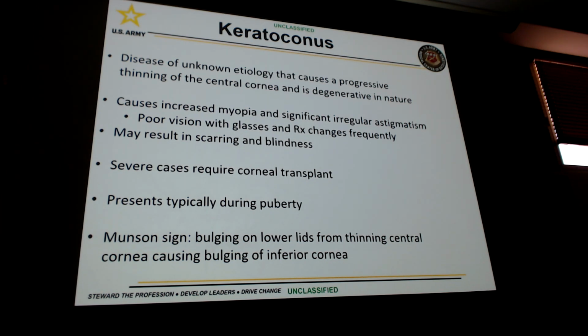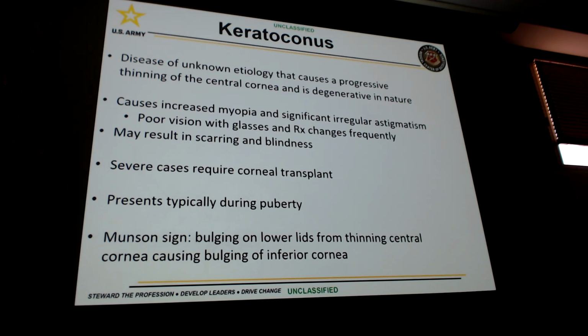That's going to cause changes to the patient's prescription, because again, the cornea refracts a boatload of light, and it causes a bunch of irregular astigmatism as well that may not be able to be corrected with glasses. Okay? Cause scarring, blindness, and then eventually, if that cone protrudes so much, the superior cornea is going to become so thin that it actually perforates, and that's not a good thing. Okay, so patients with severe keratoconus may require a corneal transplant to not have that cone shape anymore.